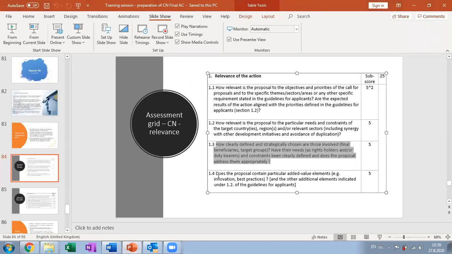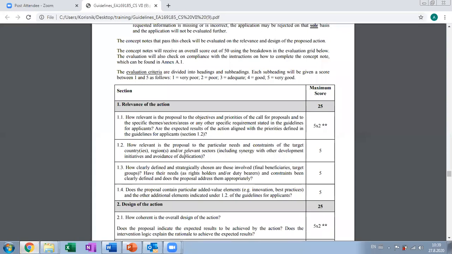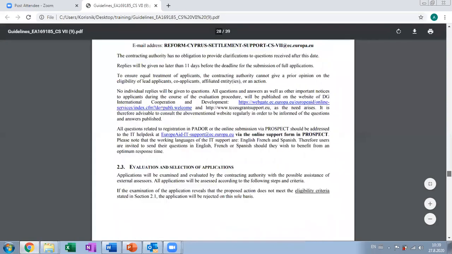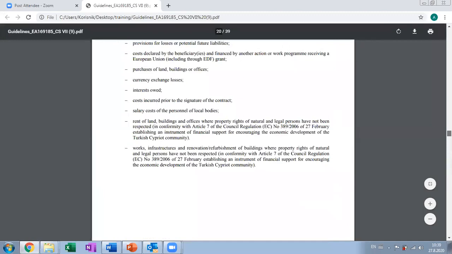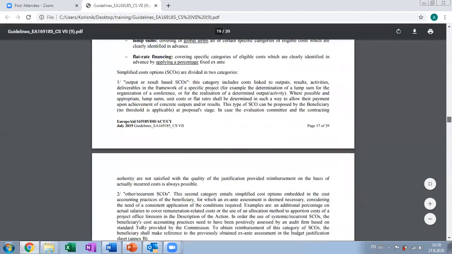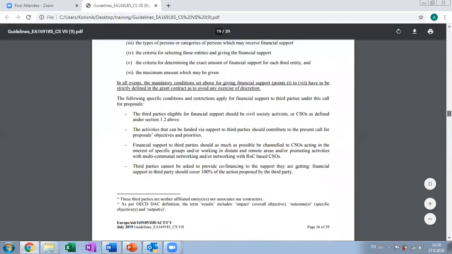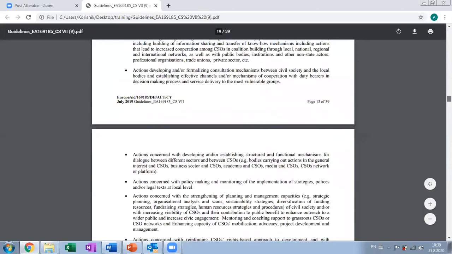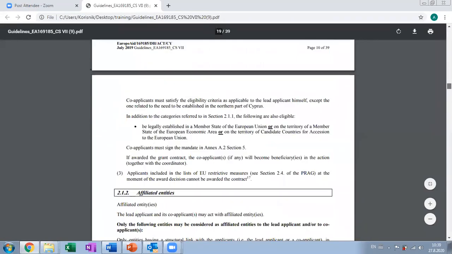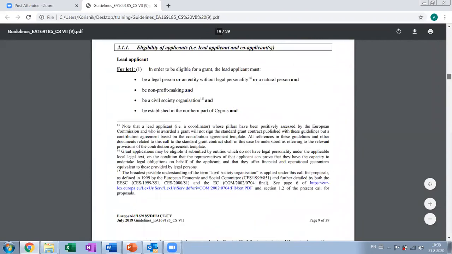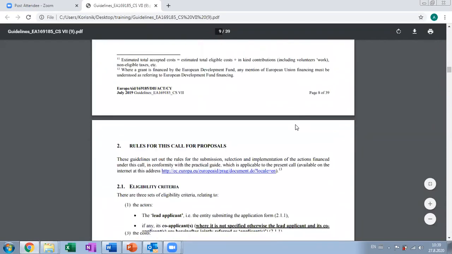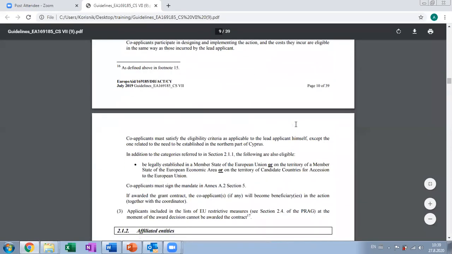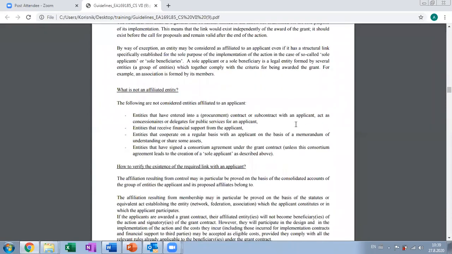And then added value elements, this is 1.4. As I said, please bear in mind, let's go back to the guidelines, that this particular call for proposals is actually quite clear as to what added values are expected. It lists them, and therefore it's a good idea to read this and to understand this and to follow this through.